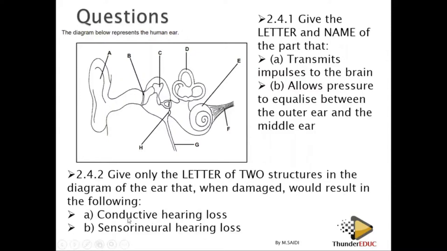Number one, conductive hearing loss. And then sensorineural hearing loss, B and C. B is being caused by neurons. It's basically about the senses. So it's about E and F. While conducting is like a material which conducts the vibration, so it's going to be B and C.